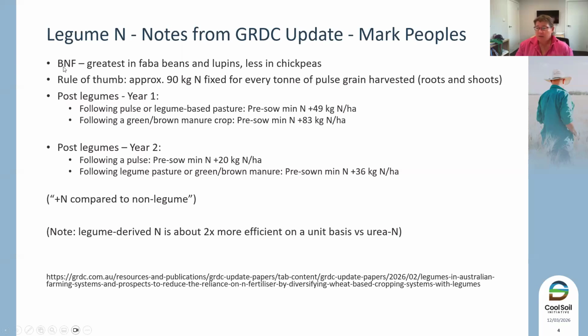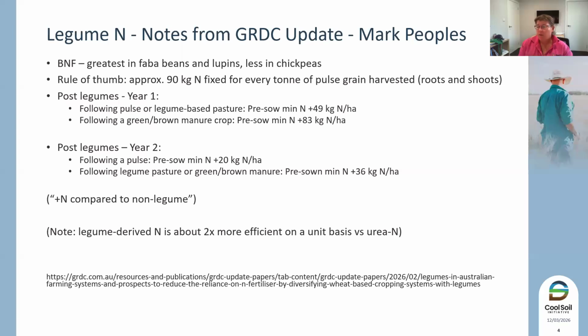First of all, in terms of our biological nitrogen fixation, our BNF, we know that faba beans and lupins have the greatest capacity to move nitrogen from the atmosphere, and less in chickpeas. So first of all, if we have lupins or fabas in the system, we're going to have a lot greater capacity to pull that nitrogen in.